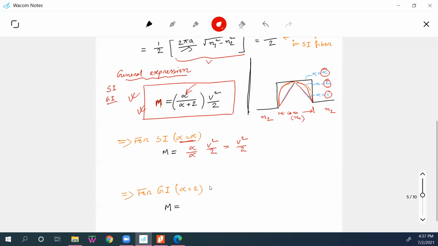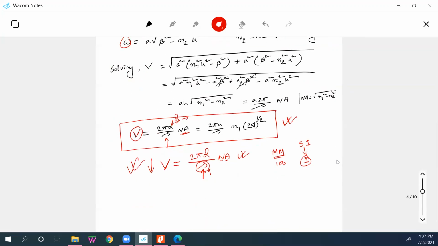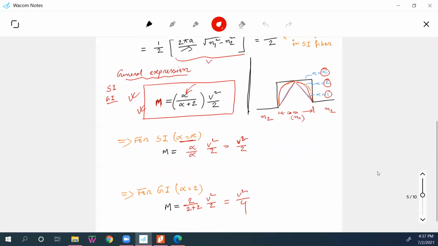If alpha equals 2 for a gradient index fiber, what is M? M equals 2 plus 2 over V square by 2, so it will be V square by 4. This is our formula. If I know the V parameter from the previous cases, I can easily find the number of modes for a step index or gradient index fiber. These are very simple math, so I didn't go into detail because for you guys it's very silly stuff. In this class we will solve some examples.